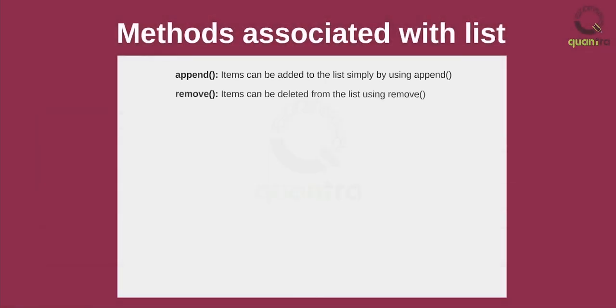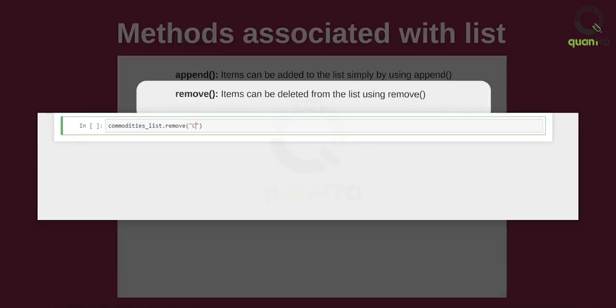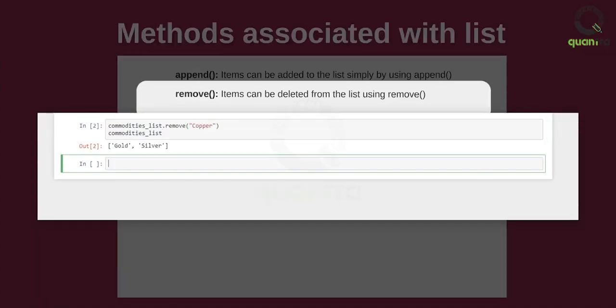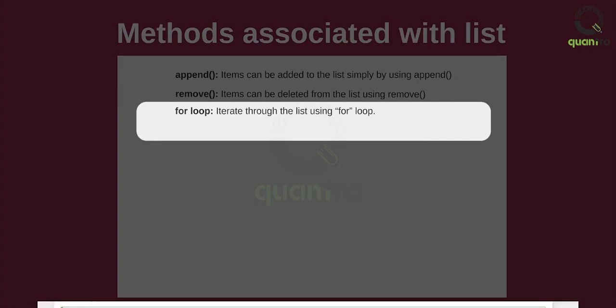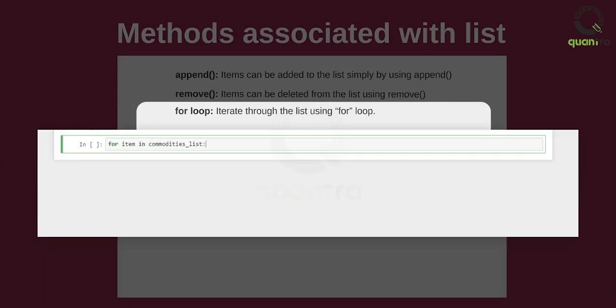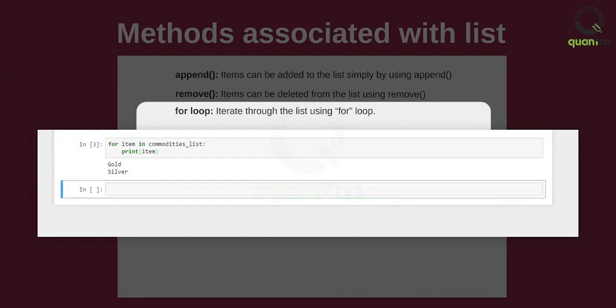The next one is remove. Items can be deleted from the list using remove. We remove copper from the list that we just created, and let's view it. The next one is the for loop. A for loop is used to iterate through the list. Here, the variable item takes values within the list for each iteration, and prints the items, for example gold and silver, which are present in the list.